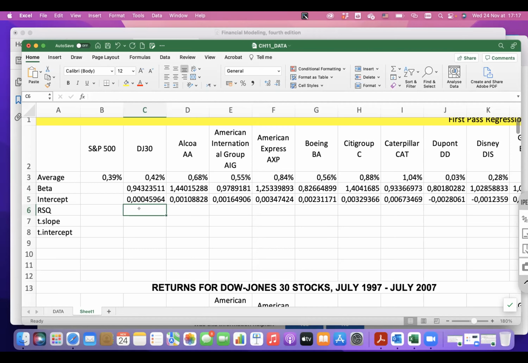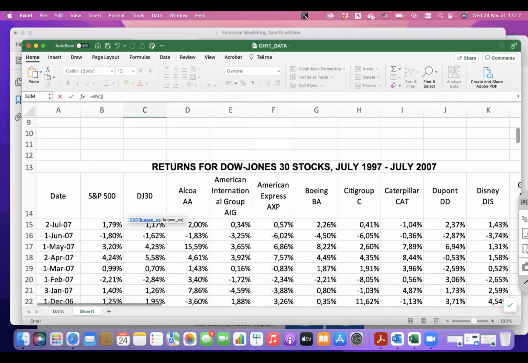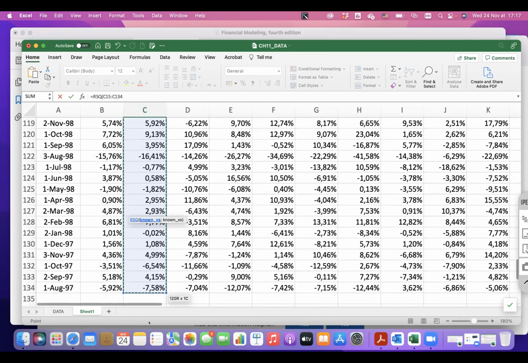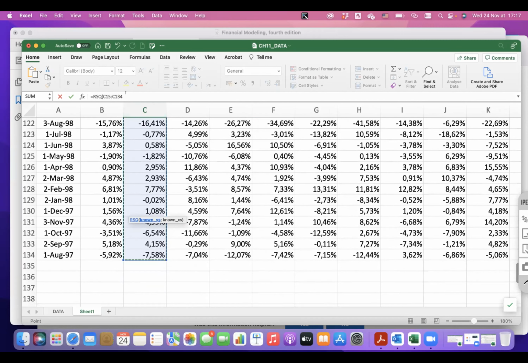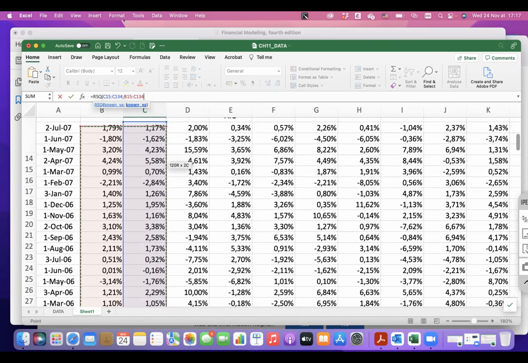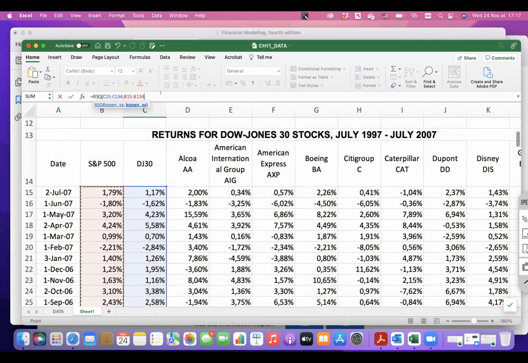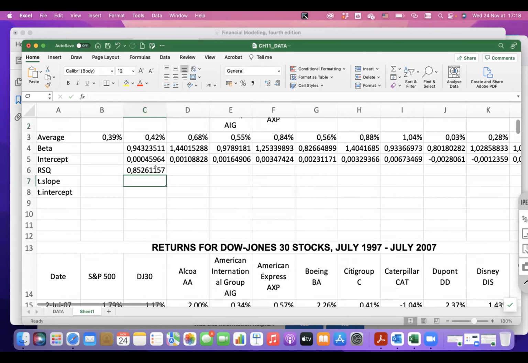So let's see the R squared. So equal RSQ. Same thing here. We select first the Y variable. Then the X variable. And as usual, we fix this column. And then we close the parentheses. 85%. So here 37%, 35.